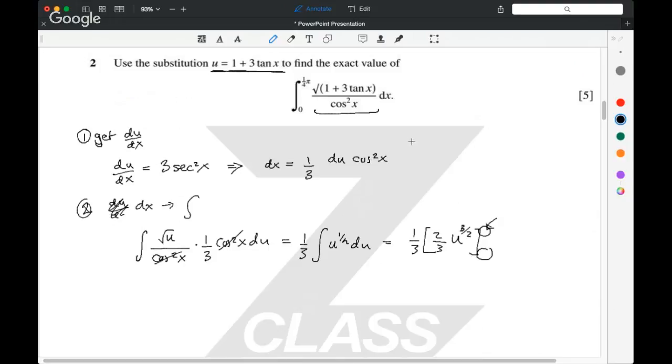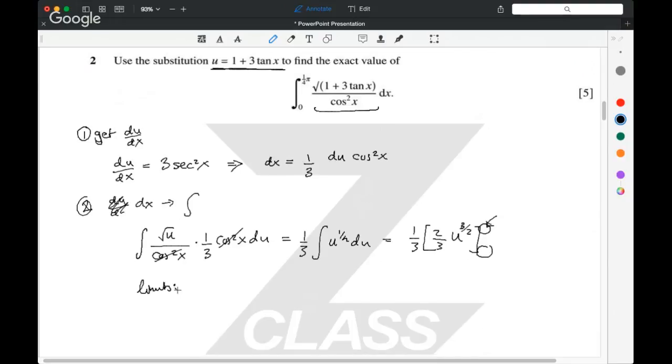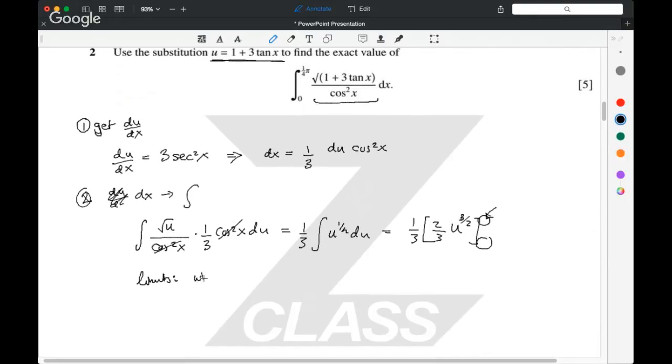So the question is, so limits, the question you're asking yourself is, when x is equal to, let's call it x0, the lower limit, what is u equal to? And the same thing, when x is equal to, I don't know, the upper limit, what is u equal to? And so we know when x is equal to 0, well, what is the tan of x equal to?